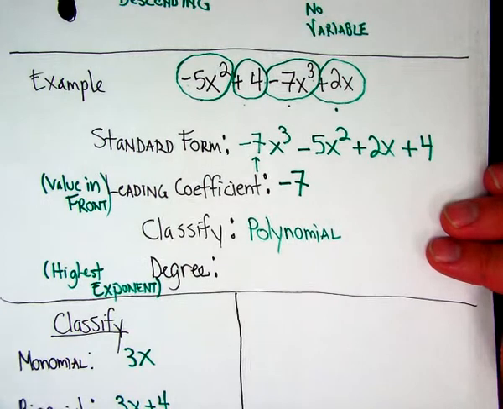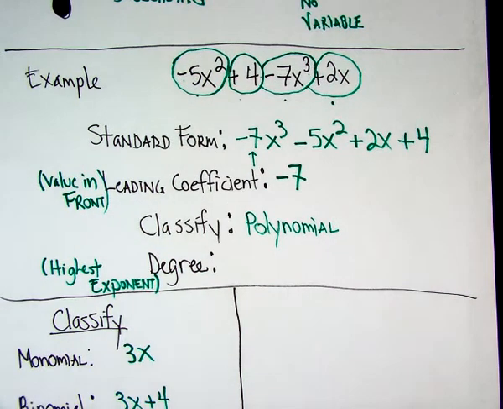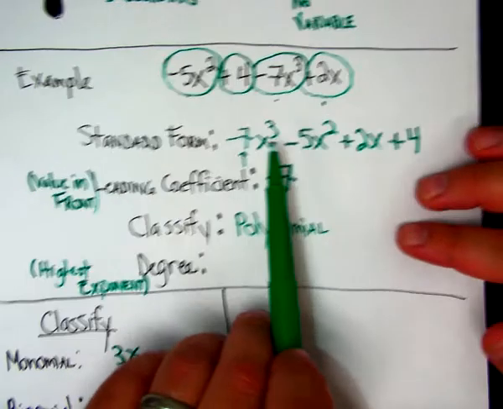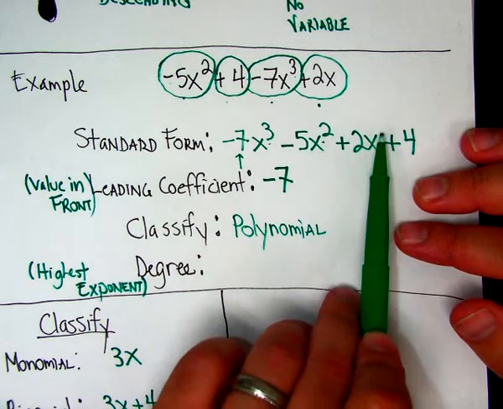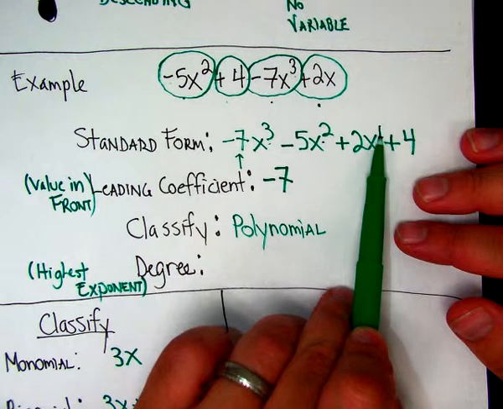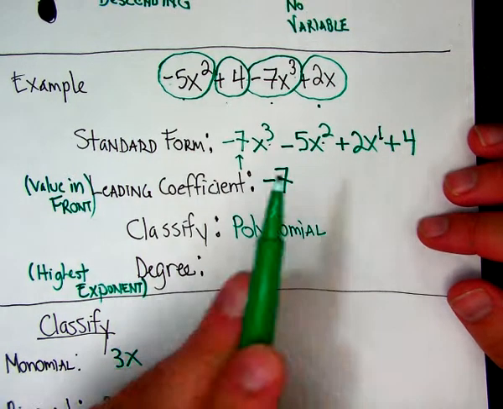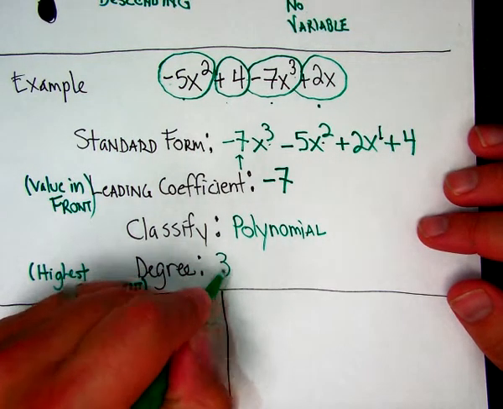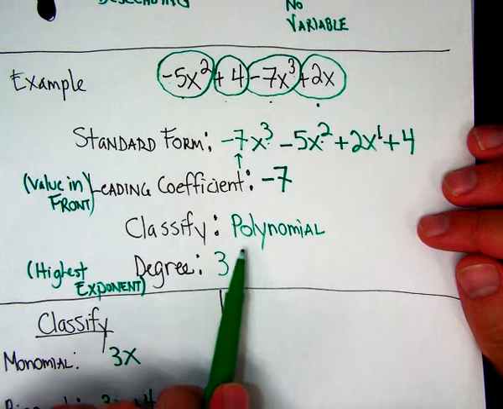And then the last part that you need to know for these is the degree. I've been saying it. The degree is always known as the largest exponent. So when we look at this, we have a 3, a 2, a 1, because there's a 1 right here, and then there's no exponent, so the 3 would be the largest degree. So this is a 3rd degree polynomial with the leading coefficient of negative 7.